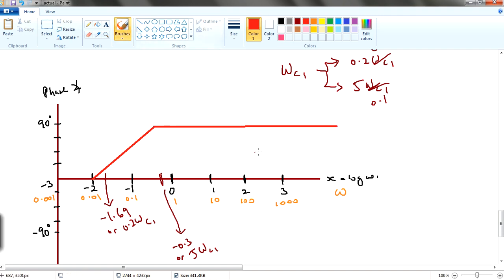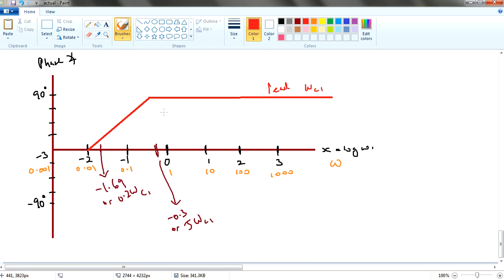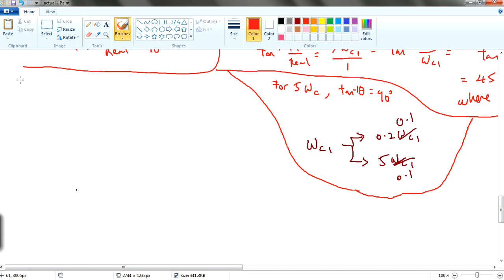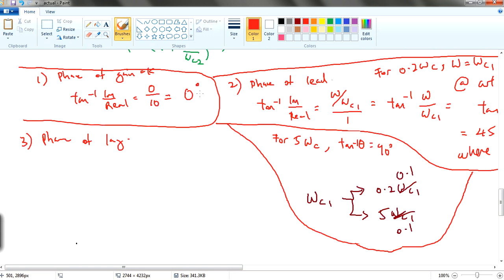So this is your lead, omega c1. Alright, so I've plotted the lead. Now I need to plot the lag. So the phase of lag, let's do it together.